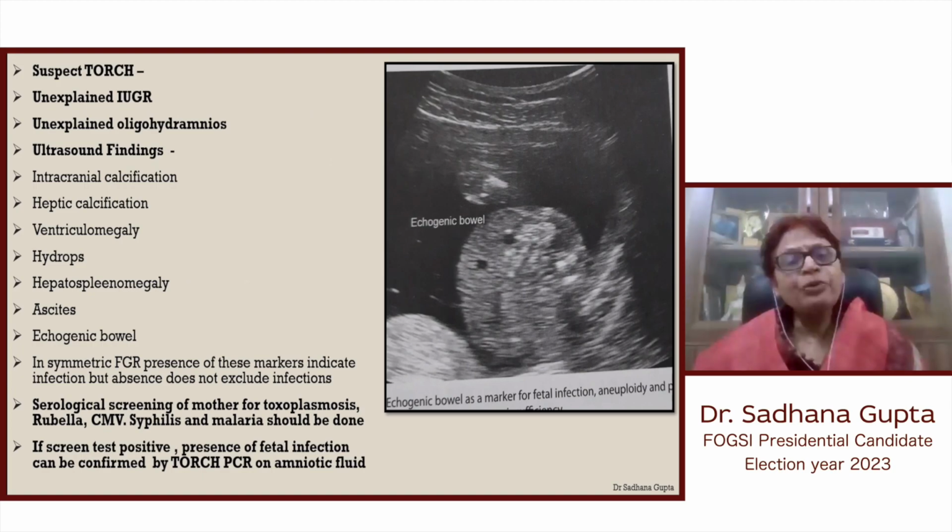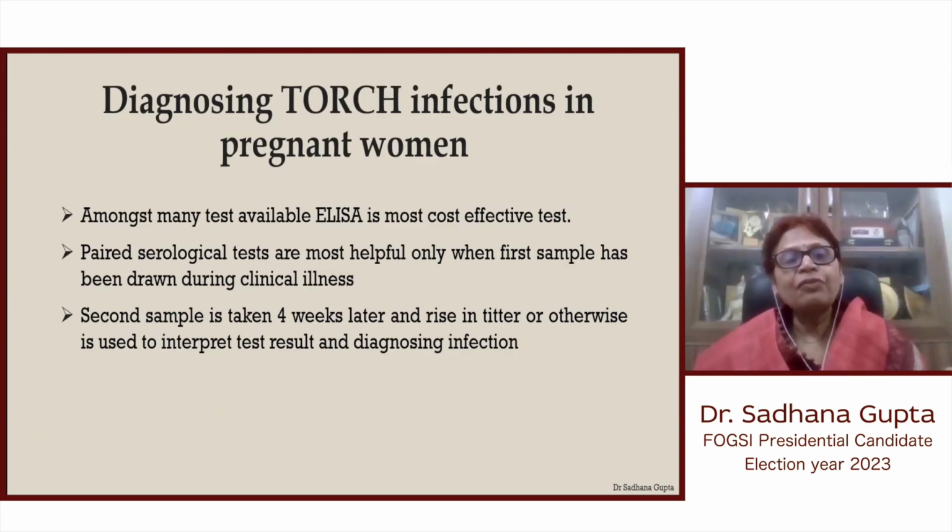On ultrasound, if you find intracranial calcification, ventriculomegaly, hydrops, hepatosplenomegaly, ascites, echogenic bowel, and IUGR, you consider that this woman can have a TORCH infection and the fetus is affected. However, maternal infection alone does not mean that the fetus is infected or affected, and you have to confirm the fetal infection by TORCH PCR on the amniotic fluid.